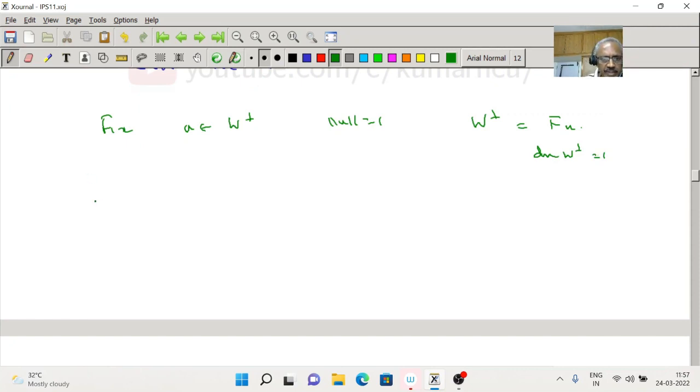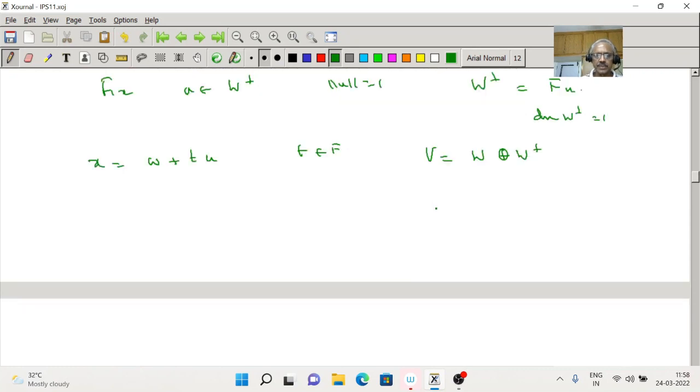Therefore, now I can write my x as a vector in W plus t u, where t is in the field F. This is the orthogonal decomposition because my V is W direct sum W perp. Therefore, I can write x in a unique way as a vector in W plus some vector in W perp, but any vector in W perp is a scalar multiple of u. Have you understood? Right. Now, what is it that I want to do? What I want to do is this. Let me call it w naught.